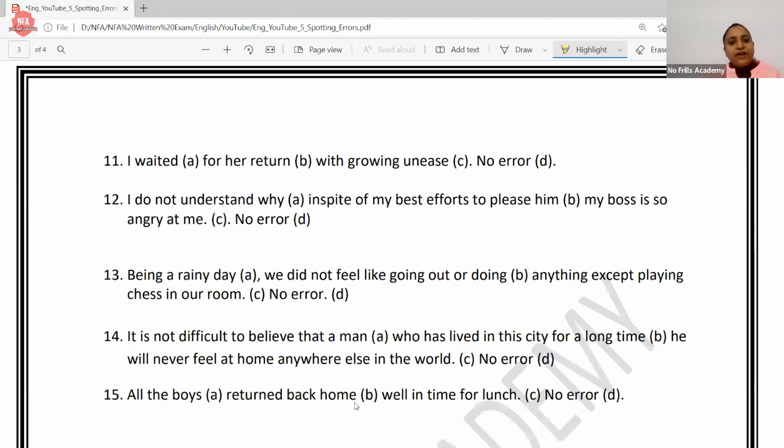Solve the next 5. I waited for a return with growing unease. I waited A for a return B with growing unease C. No error D.